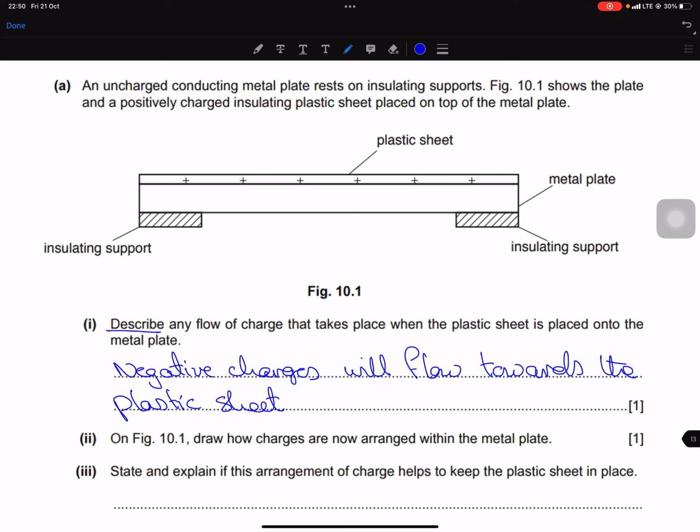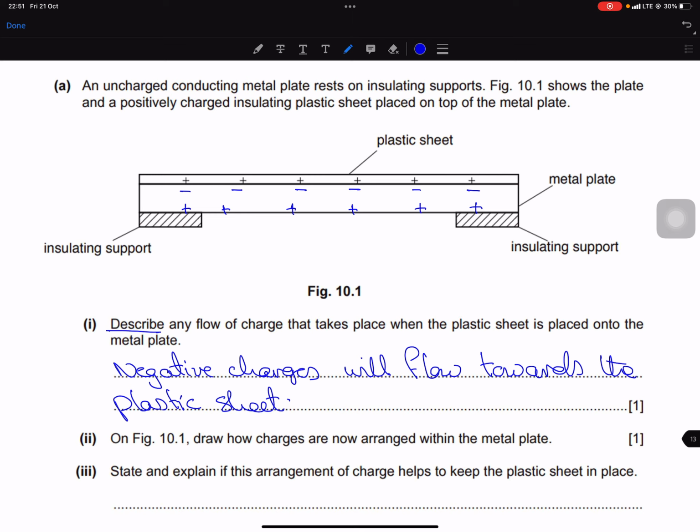That's your description. Draw on figure 10.1 how the charges are now arranged in the metal plate. So in the metal plate, the top part would be negatively charged. The bottom part would be positively charged. Just make sure that you draw the same number of negative and positive charges.